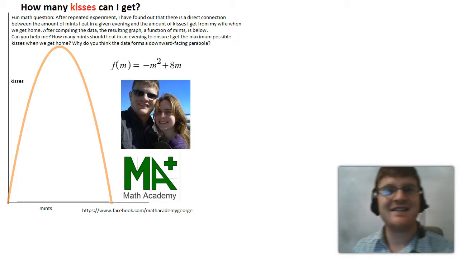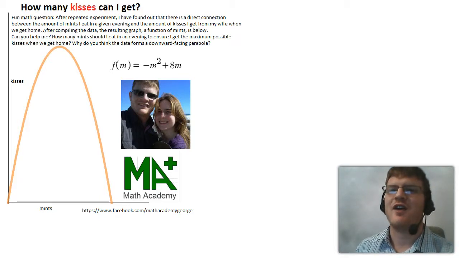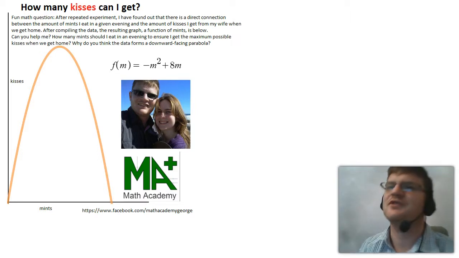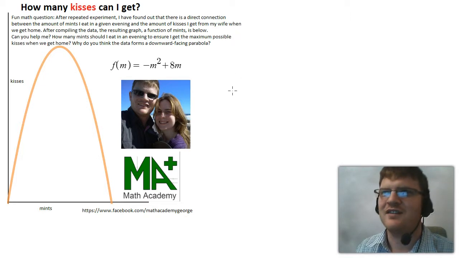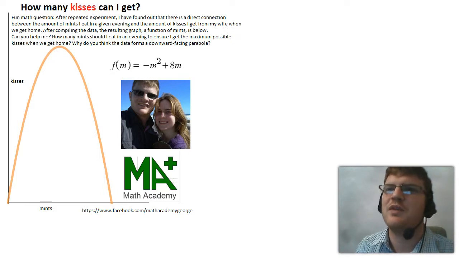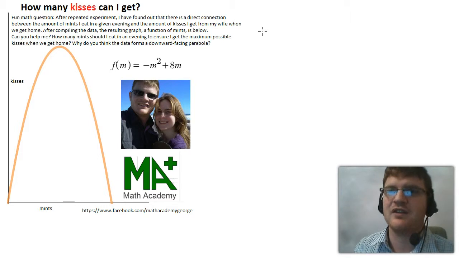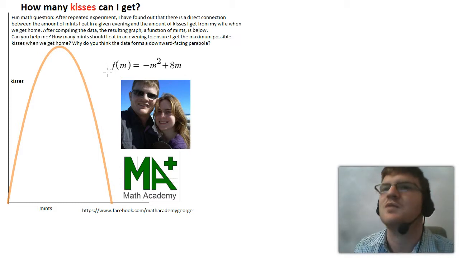Okay, so today is the day that I figure out how many mints I need to eat in order to get the maximum possible number of kisses when I get home. Here's my question. After repeated experiment, I found there is a direct connection between the amount of mints I eat in a given evening and the amount of kisses I get from my wife when we get home. After compiling the data, the resulting graph, a function of mints, is below. Can you help me? How many mints should I eat in an evening to ensure that I get the maximum possible kisses when we get home?